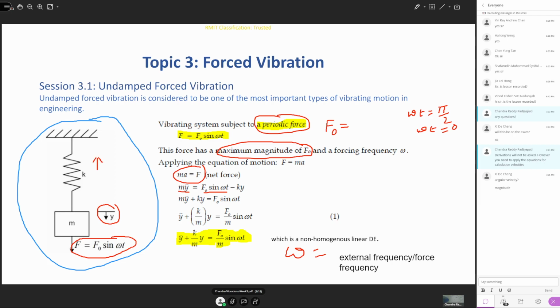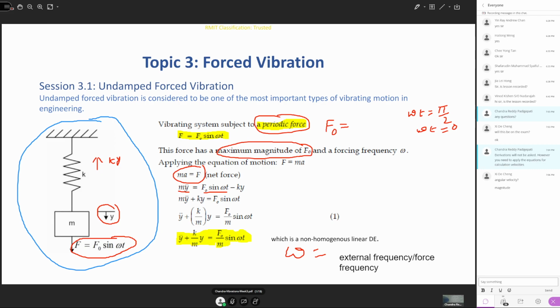Okay. So this is k into y, the spring force. So the net force, m y double dot, is equal to F naught sine omega t minus ky. The downward force is positive, upward force is negative.